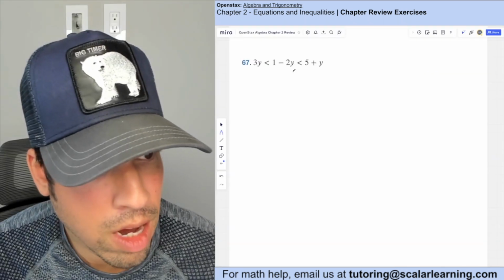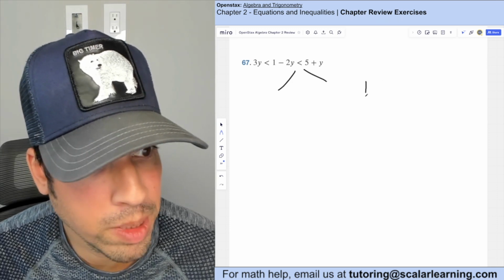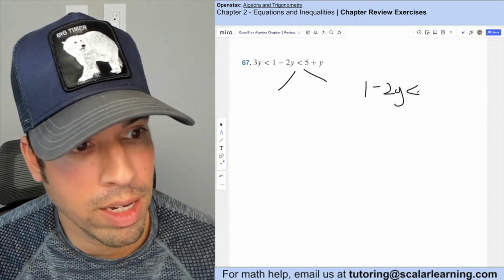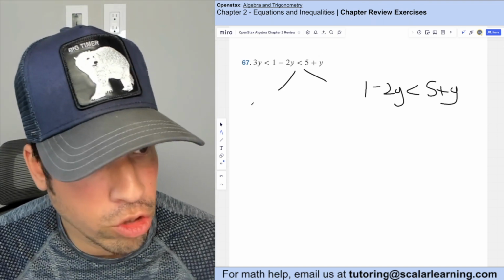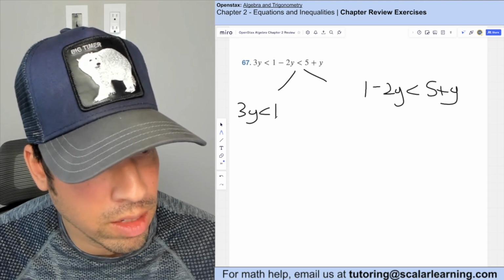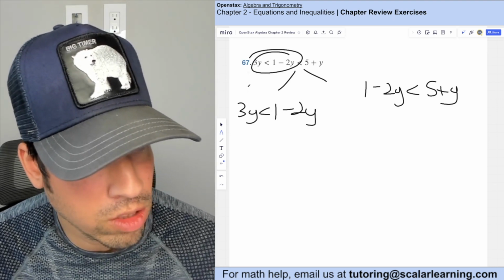Here we're going to solve this compound inequality. I'm going to split it into two pieces. First, I got 1 minus 2y is less than 5 plus y, which is this on the right, excuse me. And then over here, 3y is less than 1 minus 2y. So it's just these two on the left.